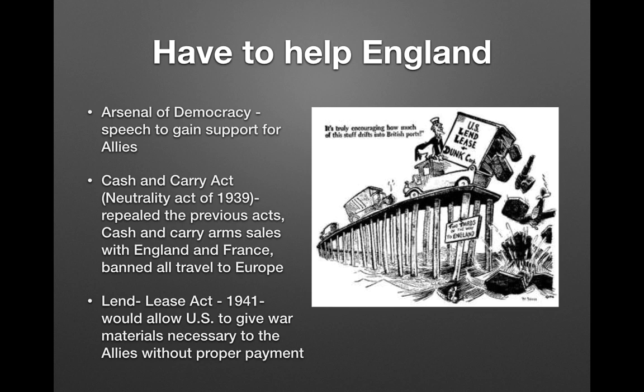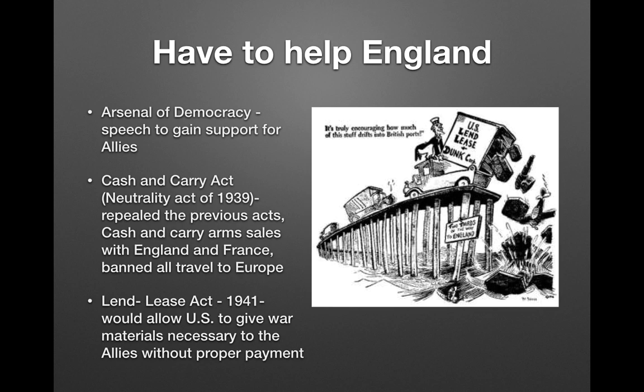So in 1939, as World War II breaks out, Congress will pass the last Neutrality Act, but it's called the Cash and Carry. It repealed the previous acts and said we would have armed sales, but only with England and France on a cash and carry basis, meaning they had to pay us cash, they had to take it away. It also banned all travel to Europe. Now, in 1941, as the war is going on and France has folded like a paper bag, FDR wants to introduce a Lend-Lease Act, which is where you would basically give things to people even without the money.